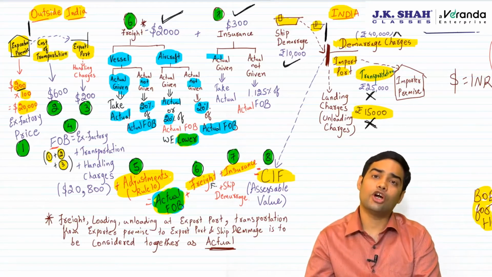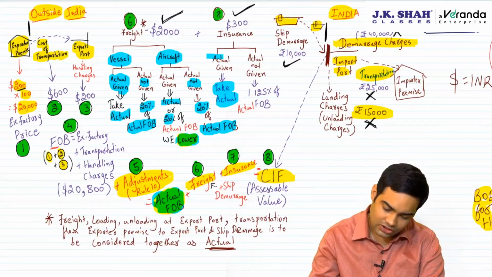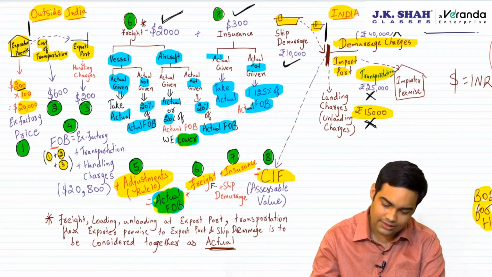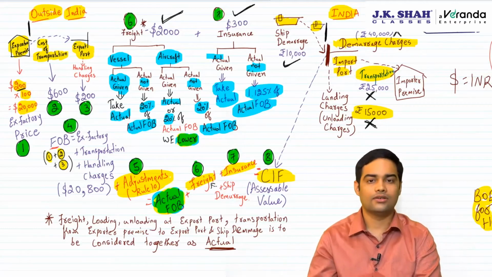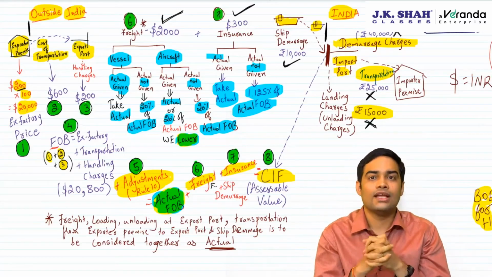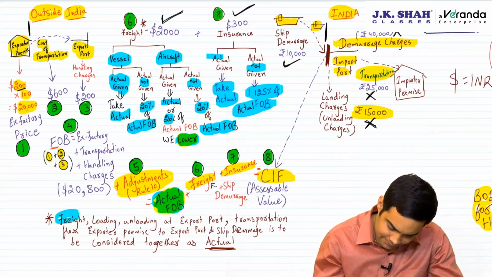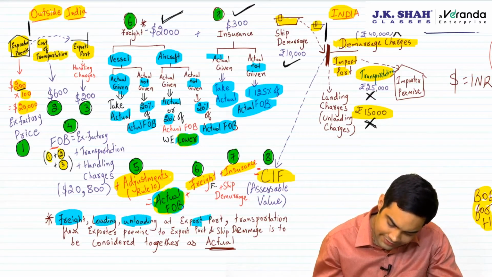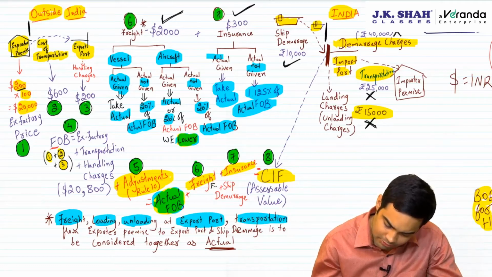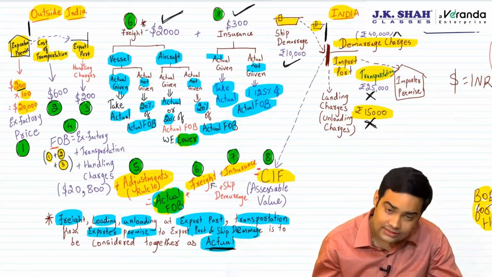When you talk about insurance, if actual is given, please take actuals. If actuals is not given, in that case, 1.125% of actual FOB. Did you understand this? Yes. Now coming to the most important thing. See, freight, loading, unloading at the export port, transport from the export premise to the export port, ship demurrage. All these together are considered as actual.